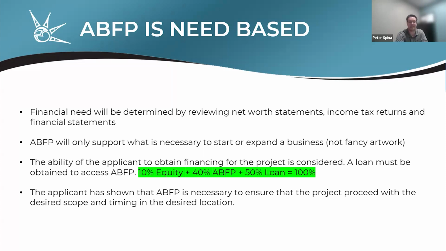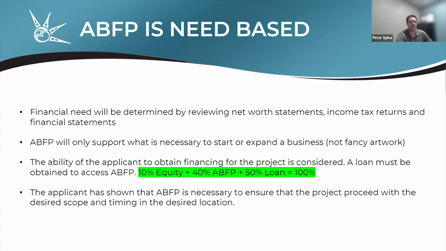The ability of the applicant to obtain financing for the project is also considered. So if you're not able to be approved for a loan, you wouldn't be able to access the ABFP for those capital costs. So once again, it needs to be 10% equity, 40% would be the grant, 15% would need to be the loan. And then the applicant has shown that ABFP would be necessary to ensure that the project proceeds with desired scope and timing in the desired location.